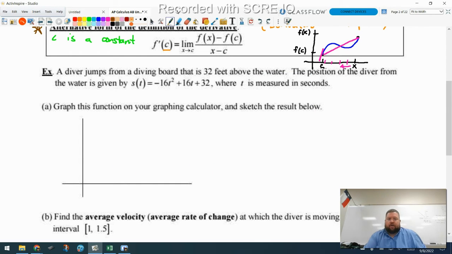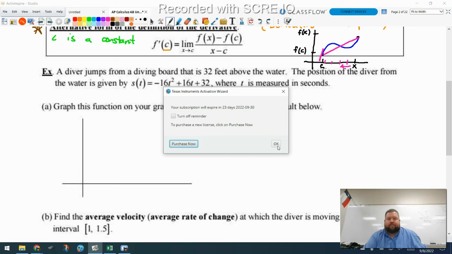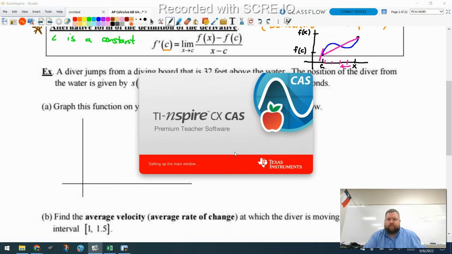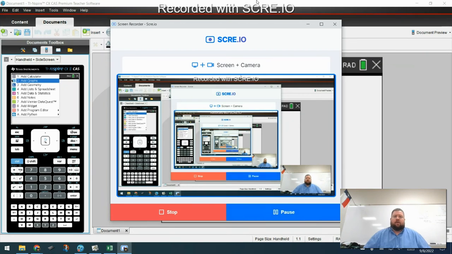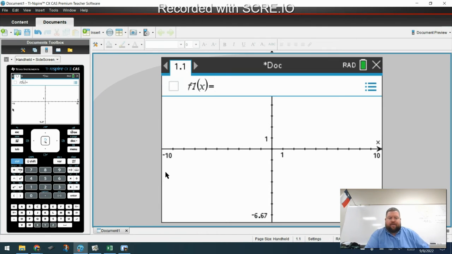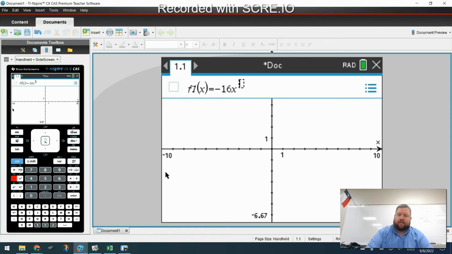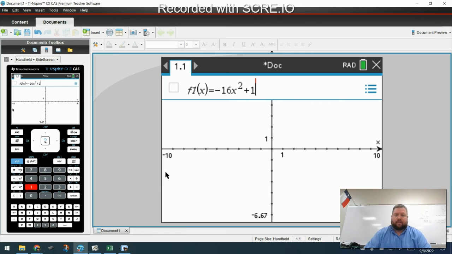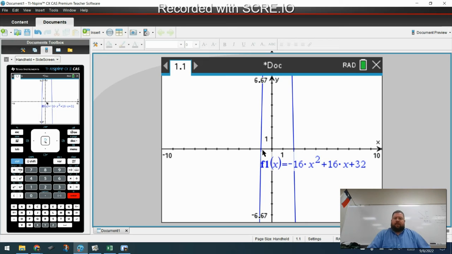All right, let me get my calculator pulled up here. This is a function we could actually graph by hand, wouldn't be too hard, because the numbers are pretty nice to work with, 16 and 32, those go together nicely. But we'll go ahead. So I'm going to add a graph here. I'm going to type in our function, negative 16, I have to use x in the calculator, x squared plus 16x plus 32. All right, so I can see a bit of the graph here.